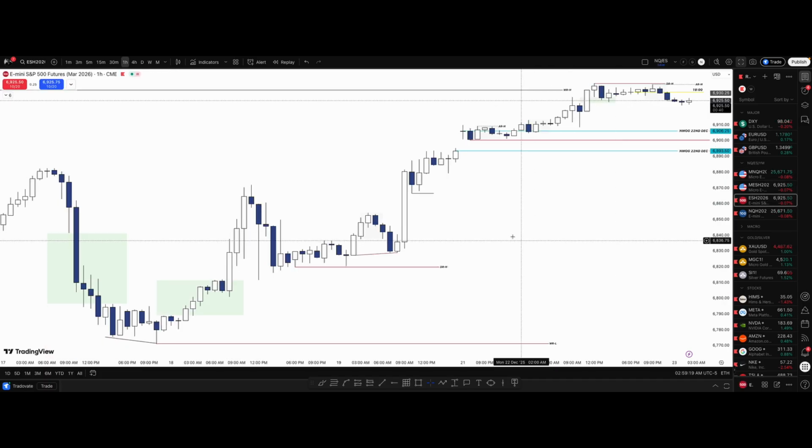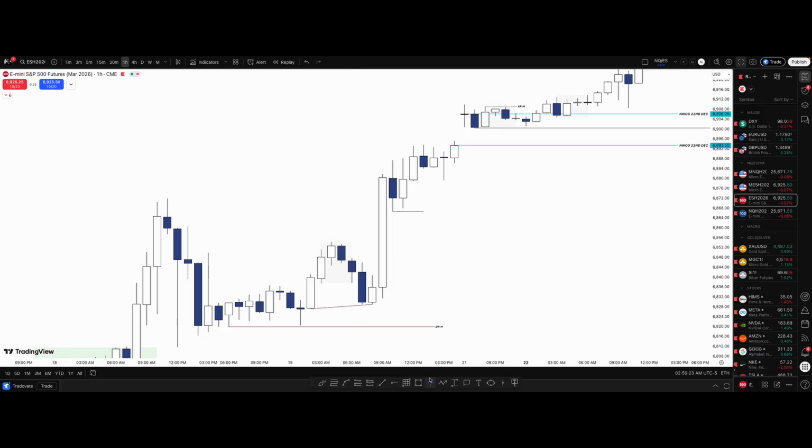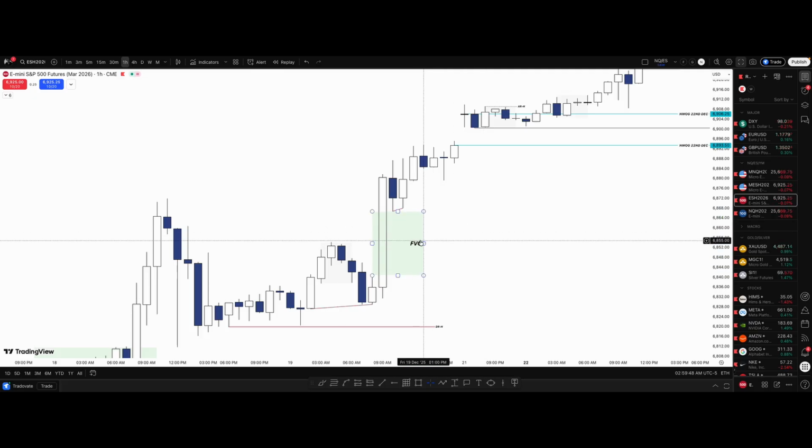In ES, see, I'm talking about this one. We have this fair value gap, isn't it? This is a bullish fair value gap, right? Price took the high, closed in. This is your SMT here, right? The price didn't take the previous low. We have this FVG, right? Is this fair value gap filled? No, right? This fair value gap is not filled.